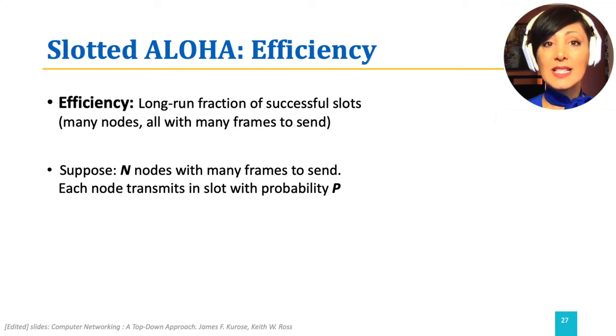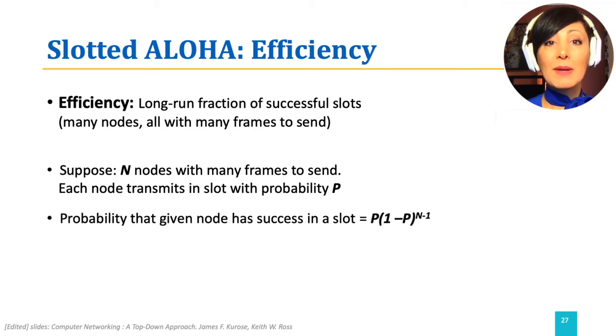Each time slot, similar to our example, could be an empty time slot, a time slot with a collision, or a time slot where there is a successful transmission. The probability that a time slot is successful is the probability that one of the nodes transmits and n-1 of them do not transmit. The probability that a given node transmits is p. Therefore, the probability that a given node has success in a time slot is p times (1 minus p) to the power of n-1: p for the transmitting node and (1 minus p) to the power of n-1 for the nodes not transmitting.